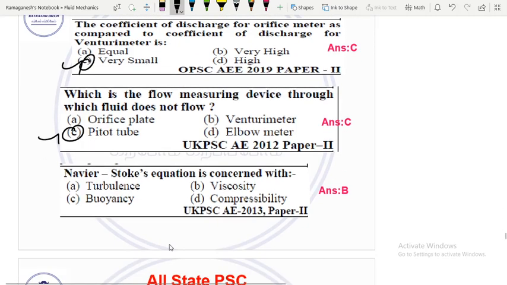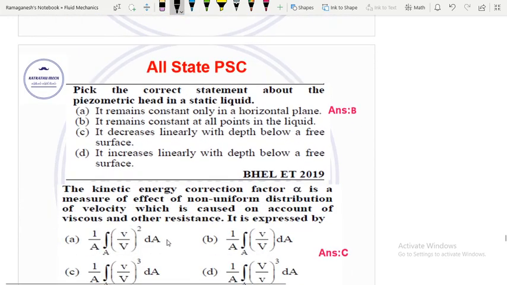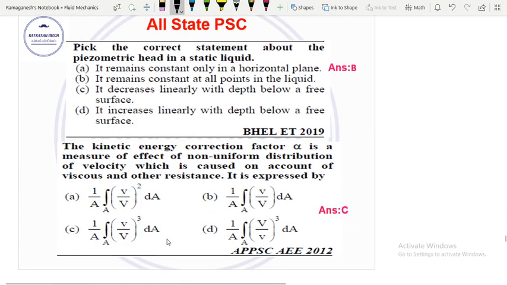So Navier-Stokes equation is concerned with, so Navier-Stokes equation VGP, சரியா? Okay, viscosity இருக்கு ஆப்ஷன் பி. Gravitational force, pressure force and viscous force. So pick the correct statement about the piezometric head in a static liquid. So static liquid வந்து we are going to select it remains constant at all points in the liquid. அதே தான், சரியா? So it remains constant தான் all points in the liquid.